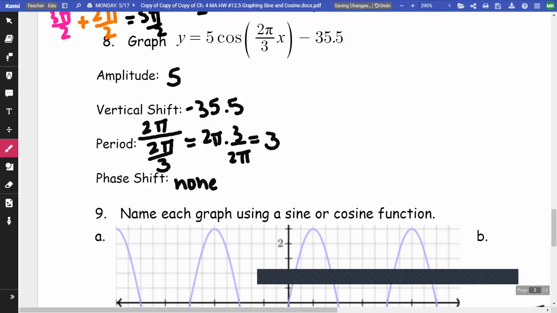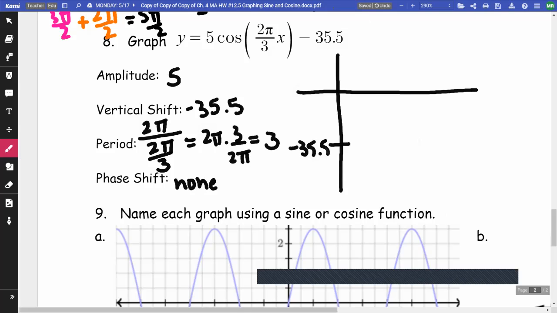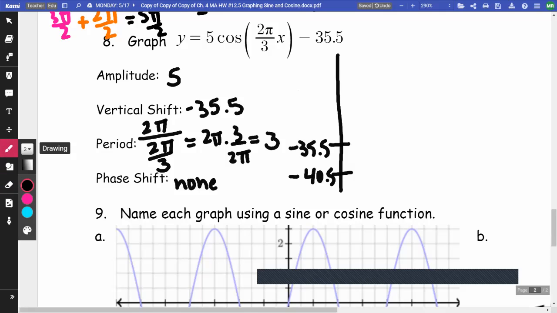Okay. So starting on the positive side, dropping this down to a negative 35.5, going 5 below that, which is going to be a negative 40.5, going 5 above that. I might just move this up a little bit more, be a little more realistic with it. Okay. And going 5 above that, which is going to be a negative 30.5. That's where my graph is going to be.